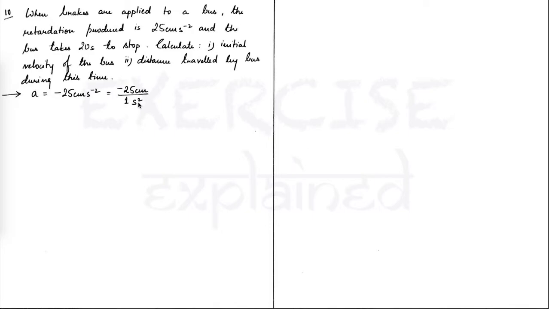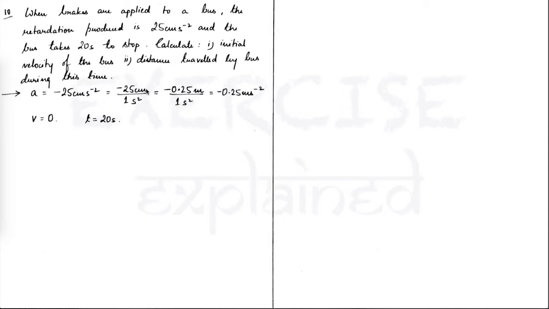Now see, we need to get it in meter per second square. So when we need to get it in meter per second square, we need not touch the denominator. We'll have to touch only the numerator and convert only the numerator. So I would be converting this 25 centimeter to meters. Now when we convert centimeter to meter, we divide by 100. So 25 divided by 100 will give me 0.25 meters. So we get here minus 0.25 meter divided by 1 second square. So I get it as minus 0.25 meter per second square.